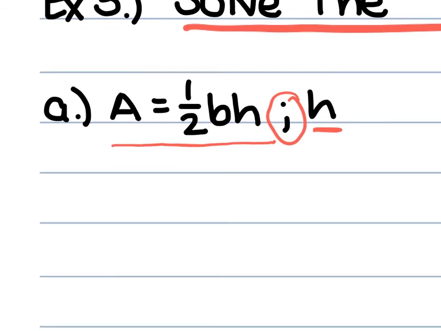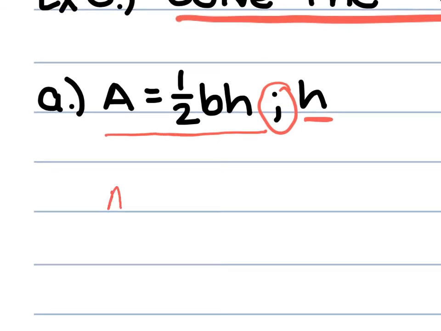We're going to pretend that H is the thing we want all by itself. So let me just start here. Area is equal to 1/2 of the base times the height. That's how we find the area of a triangle. But let's get H all by itself. What's the first thing I can do to get H by itself? Reciprocal fraction. Okay, so what he's saying, that's exactly what I would do too.